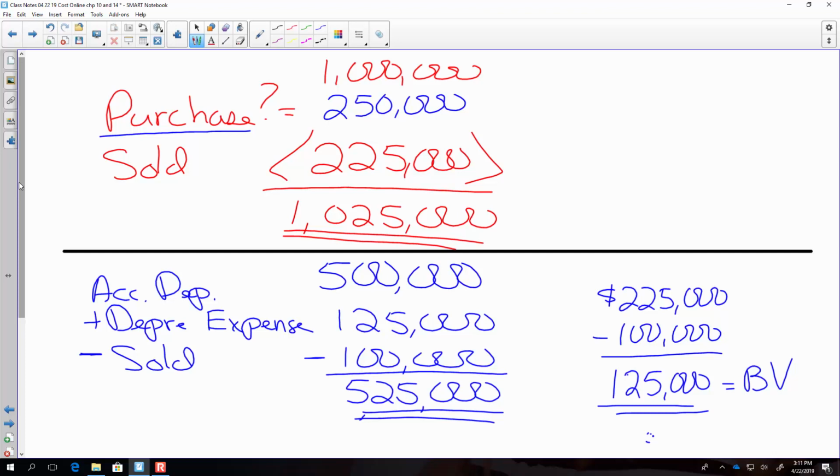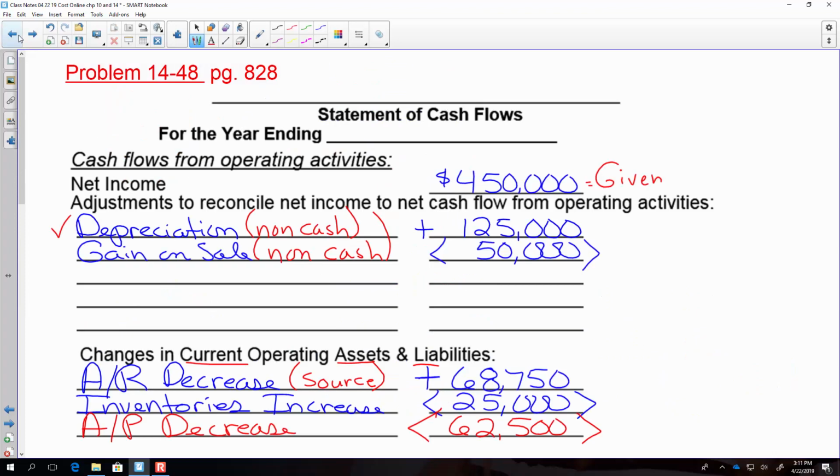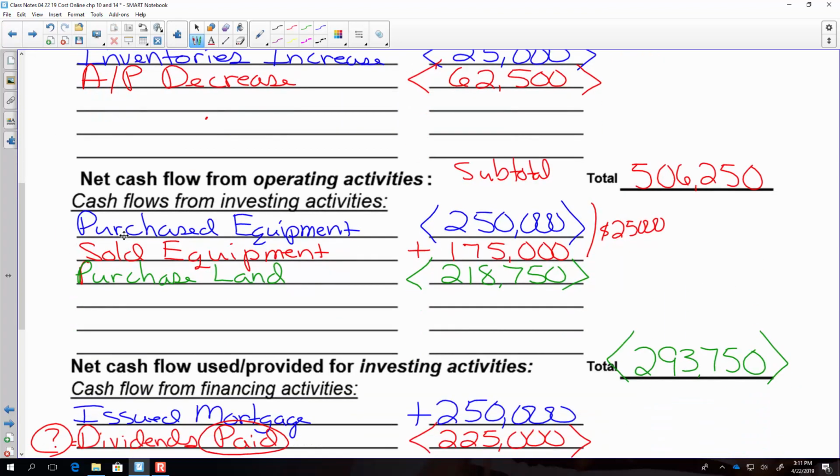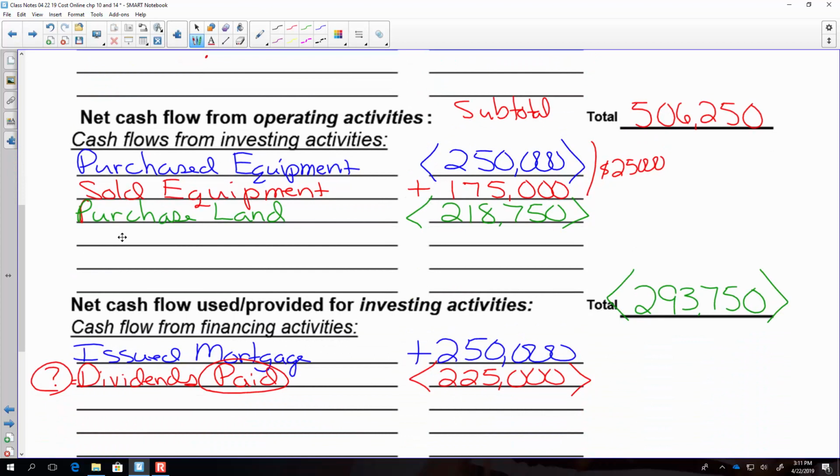So here, I originally had 1 million in my plant and equipment account. I took out 225. That was what was sold. That was the original cost of that equipment, 225. Well, I don't know the purchase amount, but I do know that it went up 25,000, right? We talked about that earlier. It went from 1 million to 1,025,000. So that is a $25,000 change. So that purchase must have been 250. So that's what I'm putting in here. I'm spending 250,000 on new equipment.